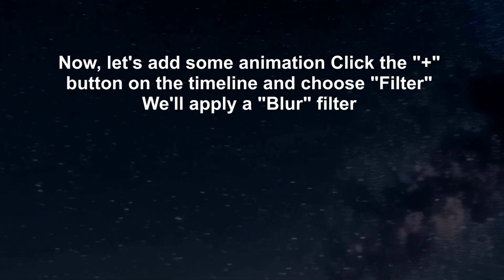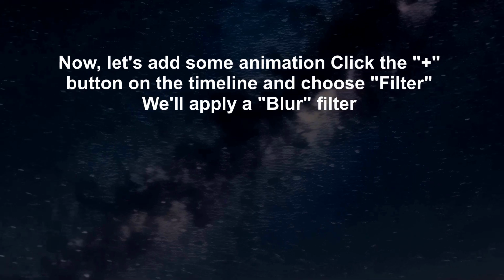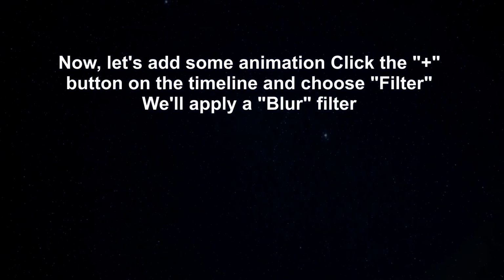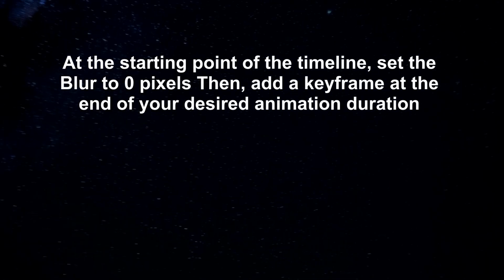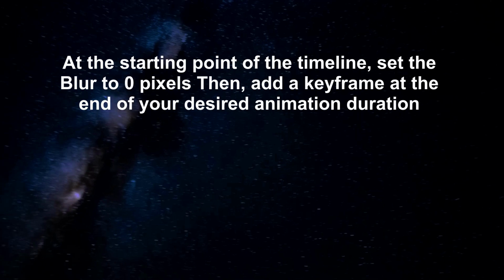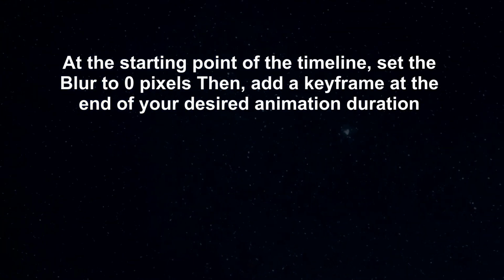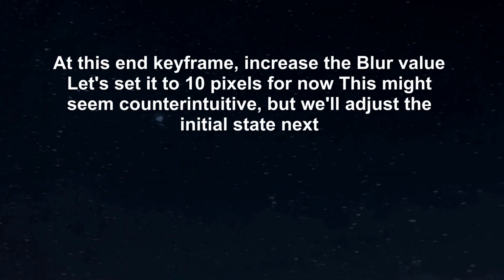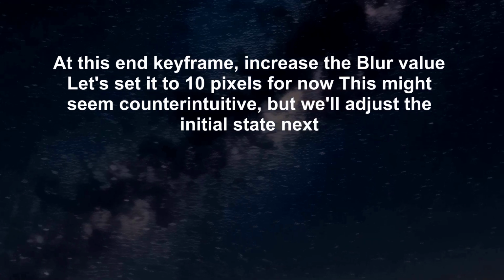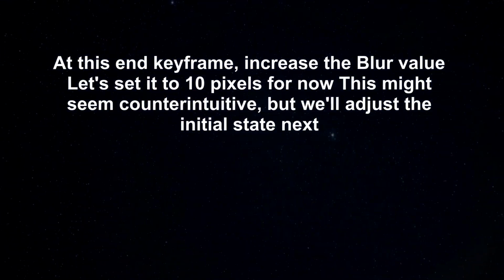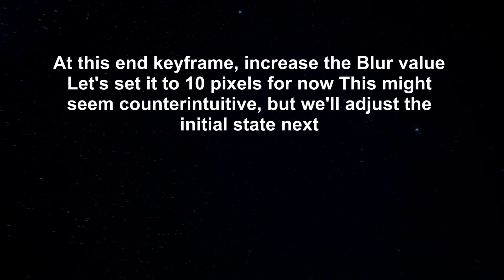Click the plus button on the timeline and choose Filter. We'll apply a blur filter. At the starting point of the timeline, set the blur to 0 pixels, then add a keyframe at the end of your desired animation duration. At this end keyframe, increase the blur value. Let's set it to 10 pixels for now. This might seem counterintuitive, but we'll adjust the initial state next.